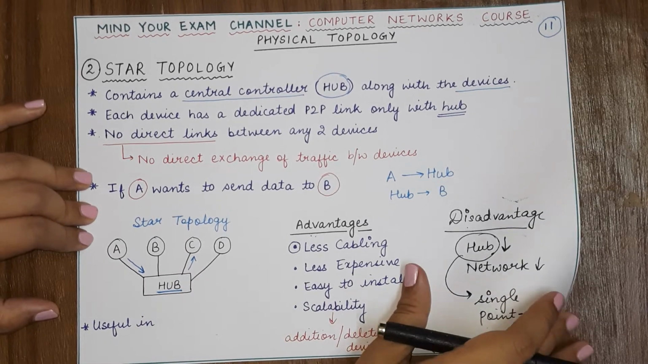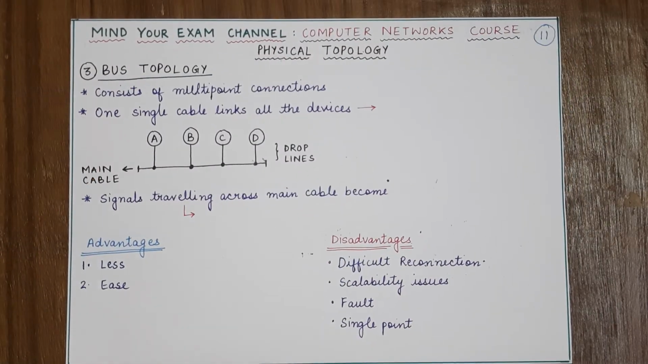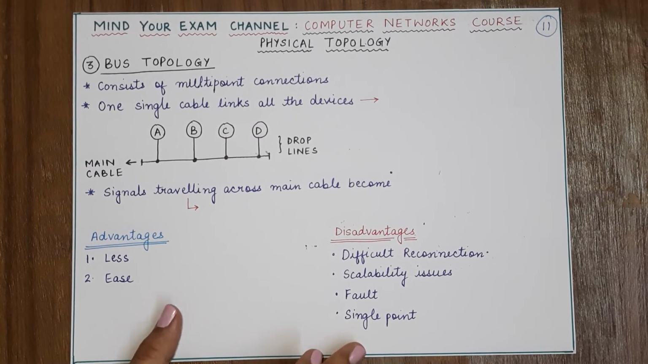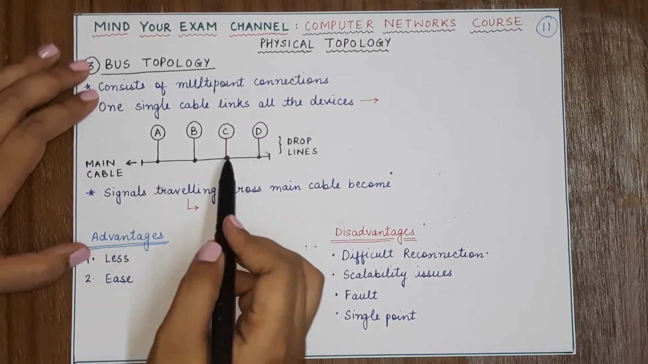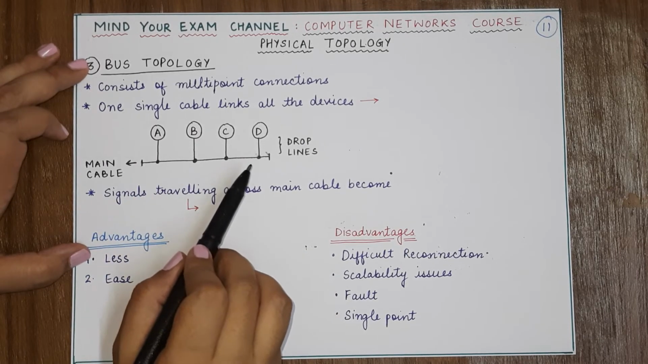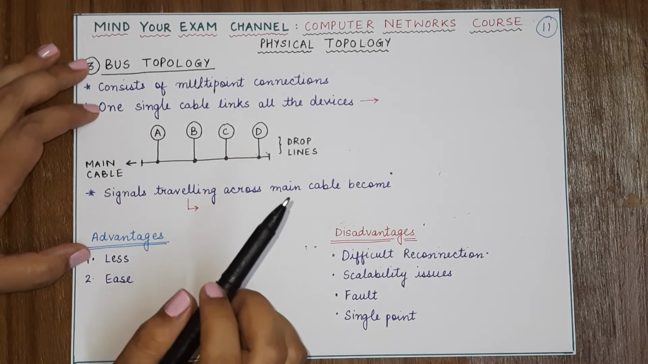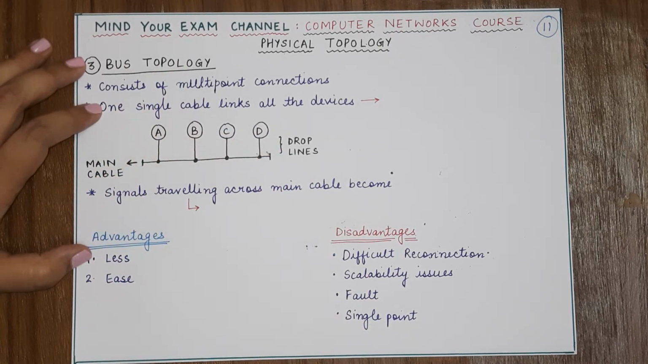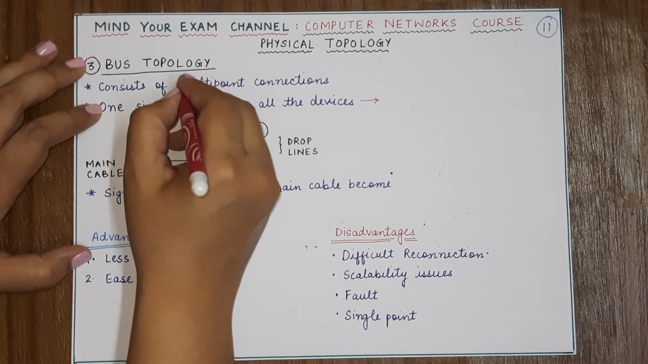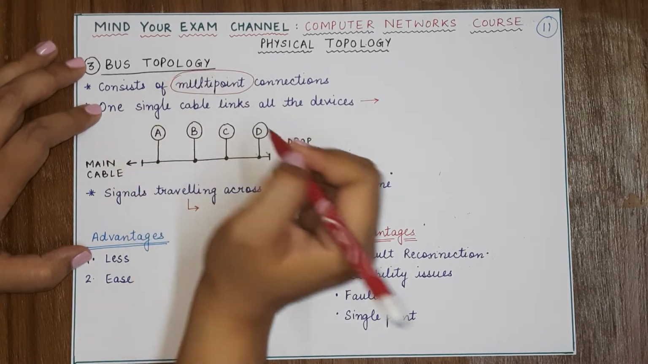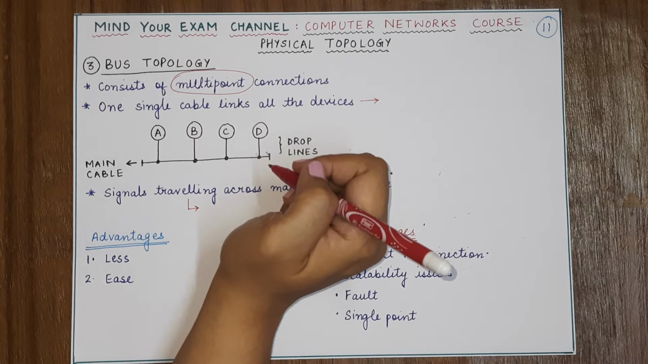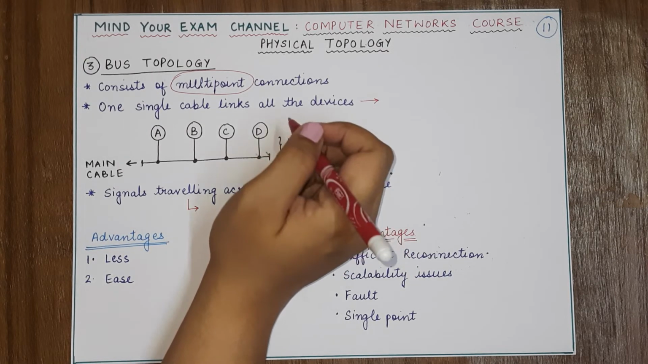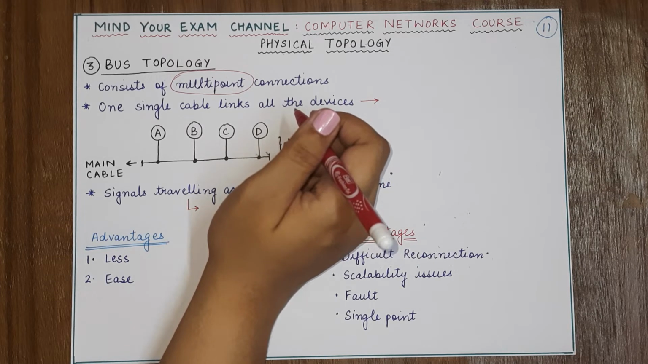Okay, now let's come to the third kind of topology, which is the bus topology. Now, as you can see in the bus topology, in the diagram that I've drawn here, there is no central authority, neither the devices are connected to each other. So what is actually a bus topology? It consists of multi-point connections. So both the topologies, the mesh and the star topology, consisted of point-to-point connections. Okay, whether those connections were between the devices in mesh topology or between the hub and the device in star topology.